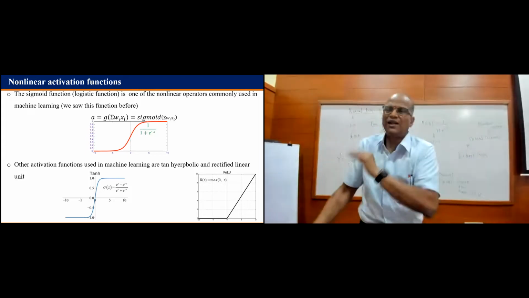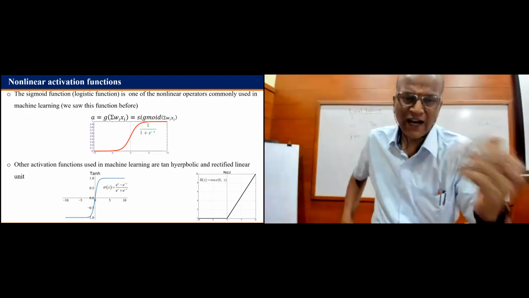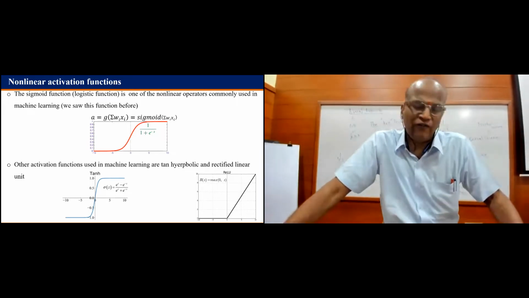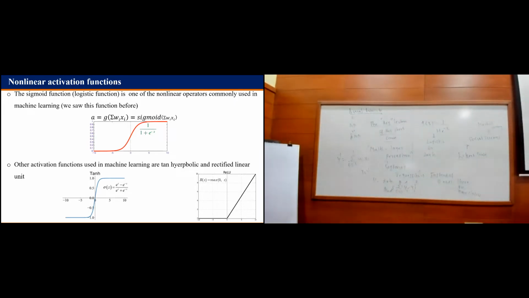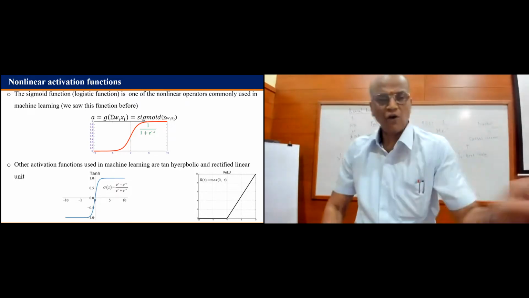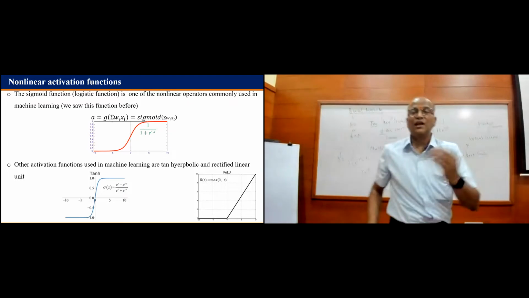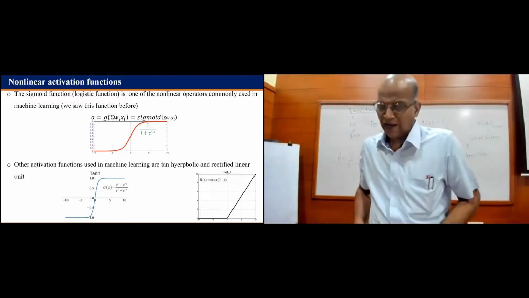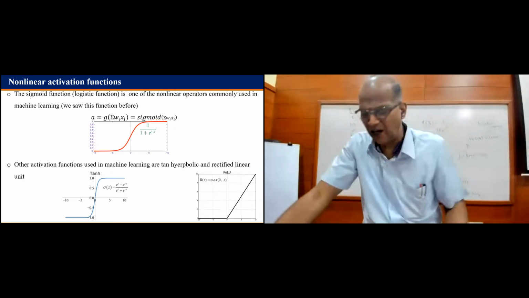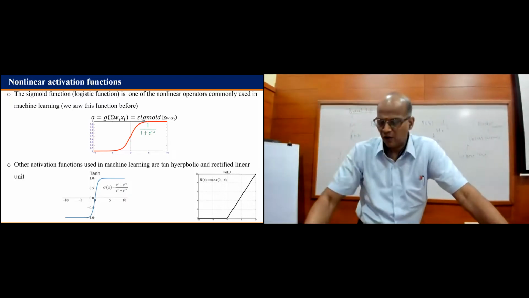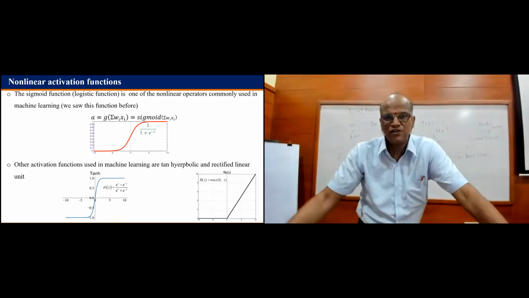So people are using other types of training functions. The other activation functions used in machine learning can be tan hyperbolic and rectified linear unit. There are also other things being used, for example softmax. I already told you softmax is basically similar to logistic, but there are multiple classes from 0 to 1. And rectified linear unit is basically a rectified output.